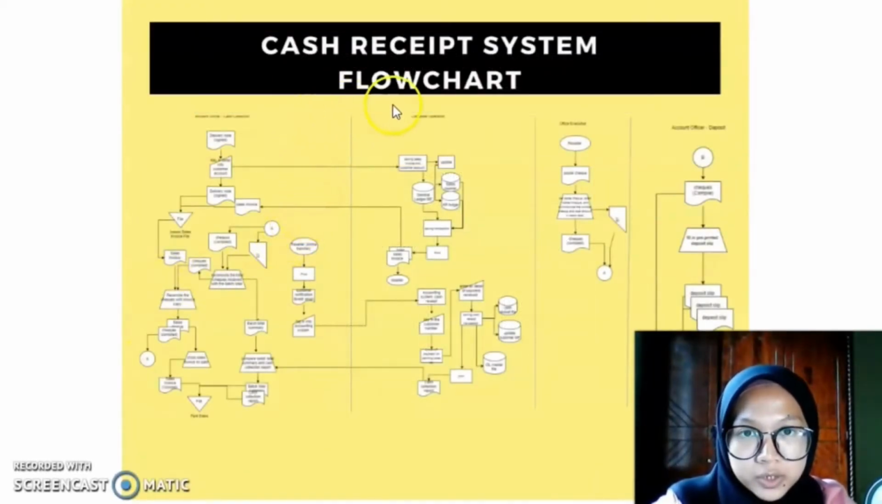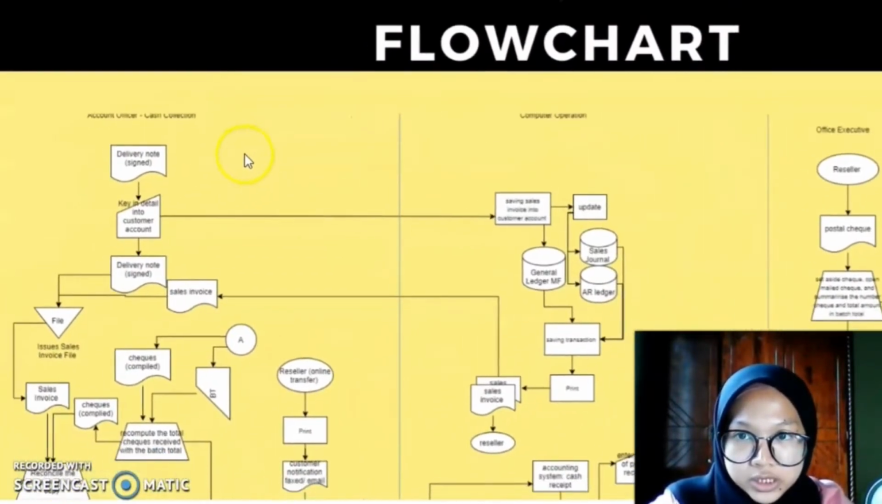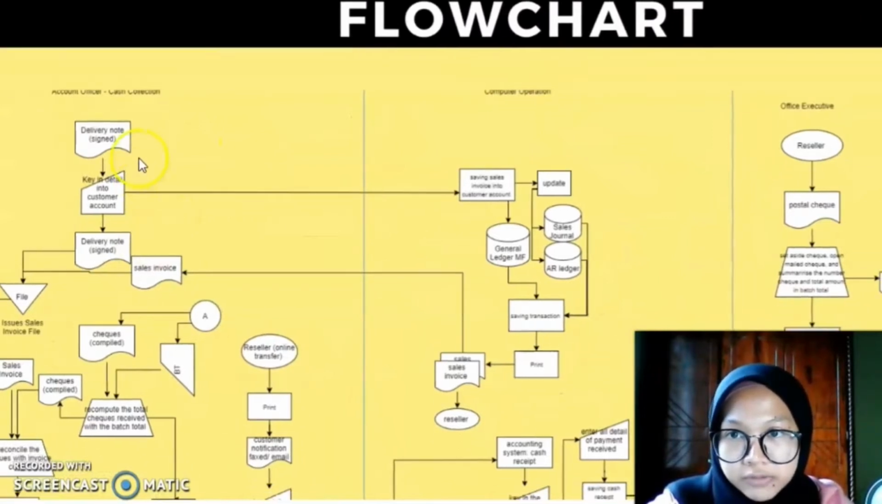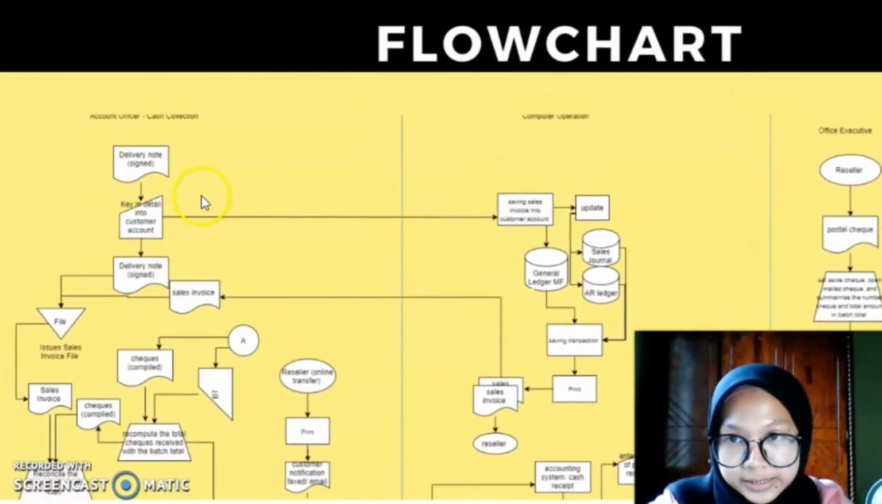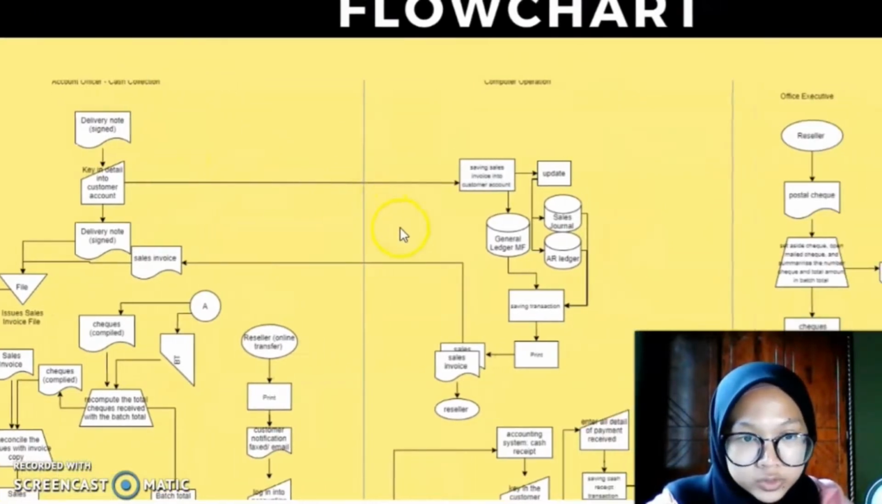I'm going to explain about the cash receipt system flowchart. First, starting from the account officer, Shima. Shima received a delivery note that had been signed by the sales officer, and then she keys in the detail into the customer account in the accounting software.